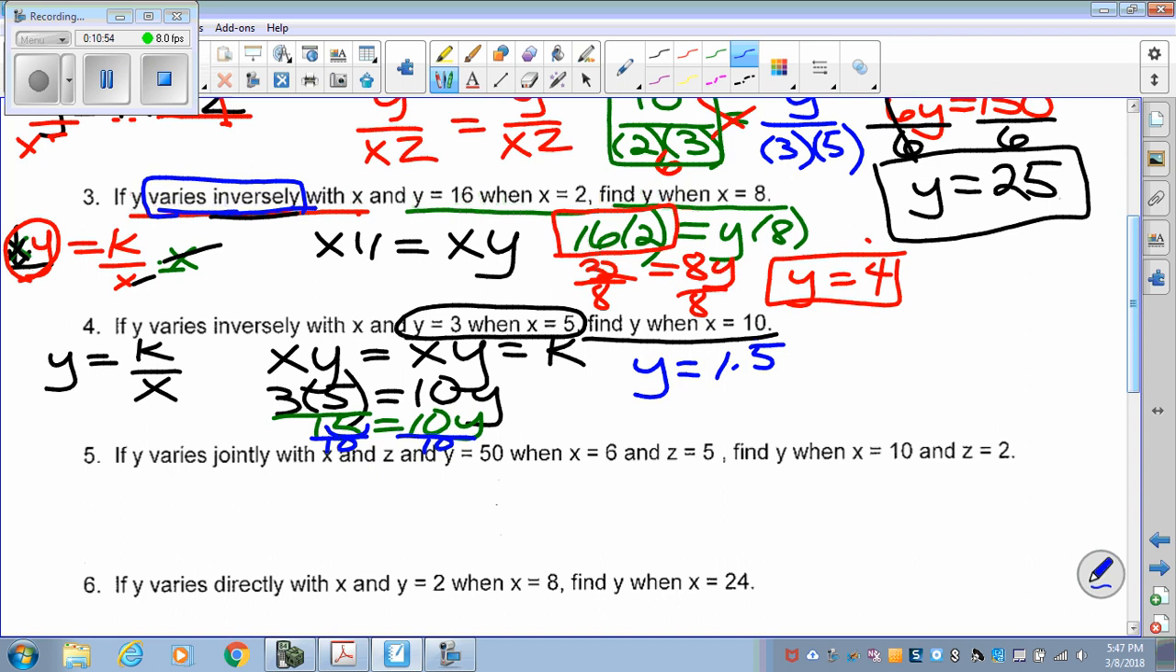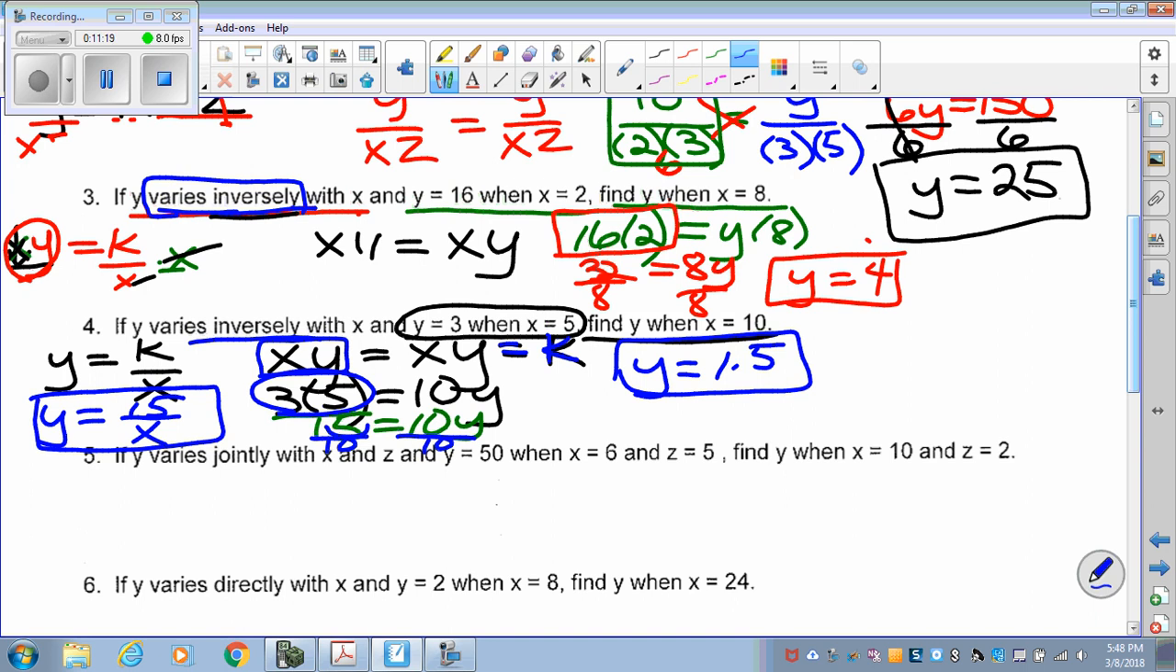Right, so I've solved for y, and if I wanted to write the inverse variation, it's going to be y equals, oh, what's my constant? Well, the constant, remember, was x times y. That's equal to k. So that was 3 times 5, which was 15. So y equals 15 over x. And that's what that variation would look like. An inverse variation. X is in the bottom and y is in the top. Okay, so again, pause it, try number 5, and then come back and check it.